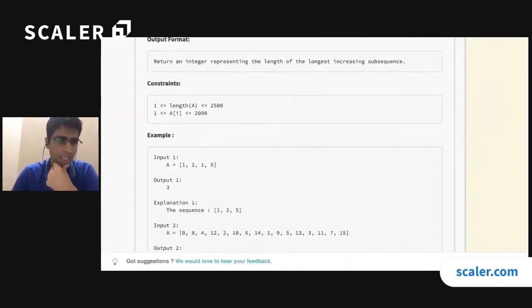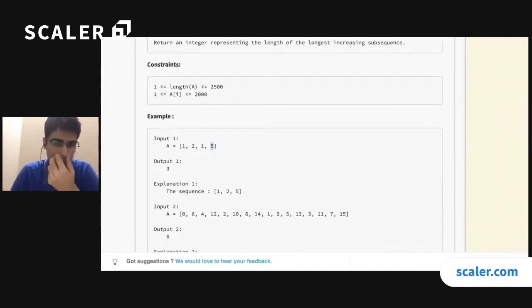For example, in this array A, we can choose 1, 2, and 5. So this is the longest increasing subsequence. 1 is smaller than 2. Similarly, 2 is smaller than 5. And what is the length of this subsequence? It is 3. So we are just asked to return 3. By the way, this is a very popular problem. This is a very well-known problem.